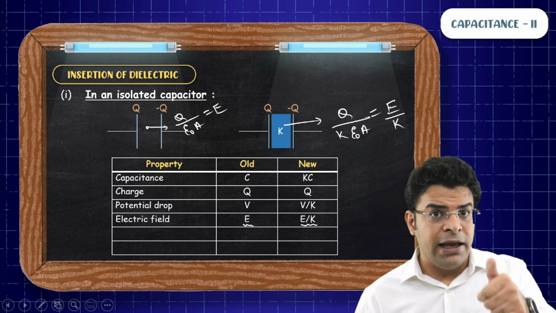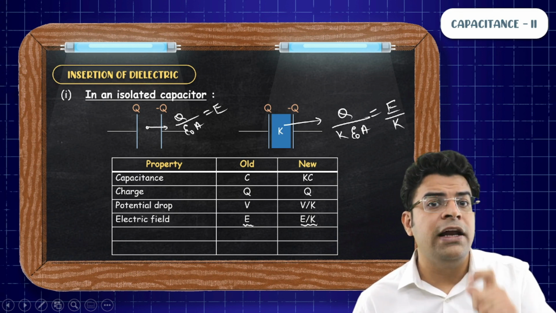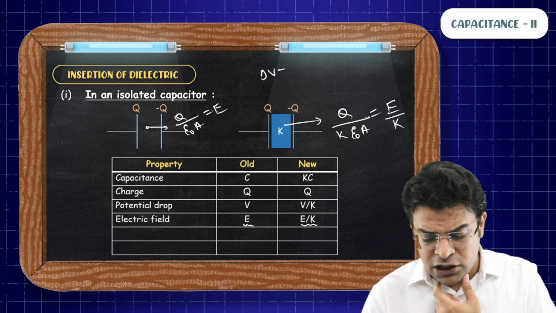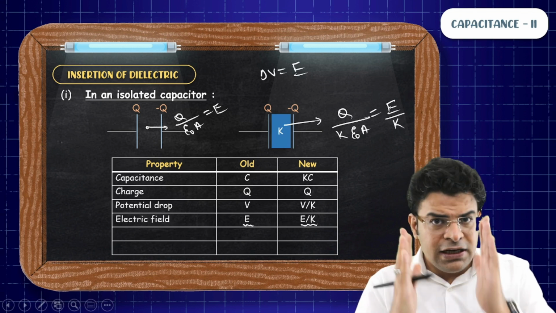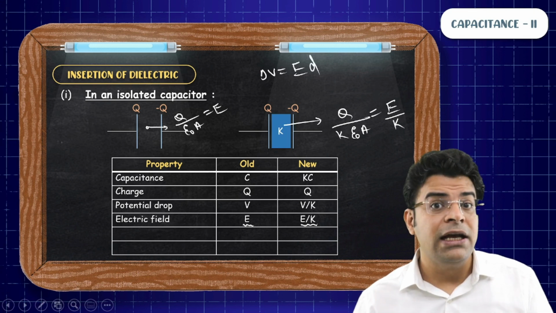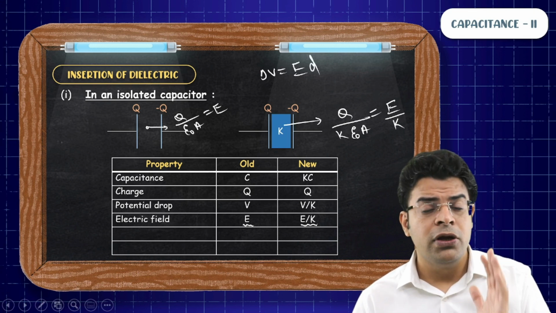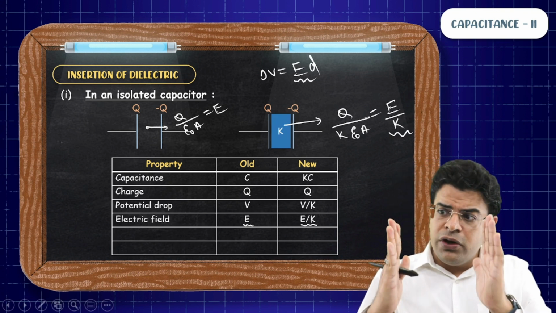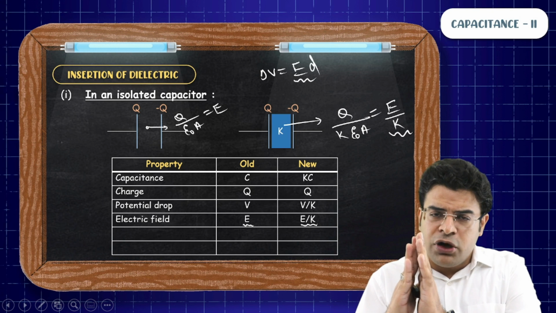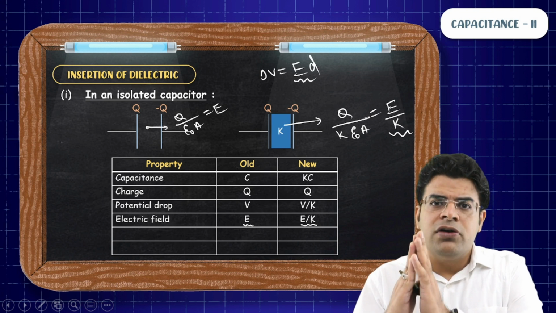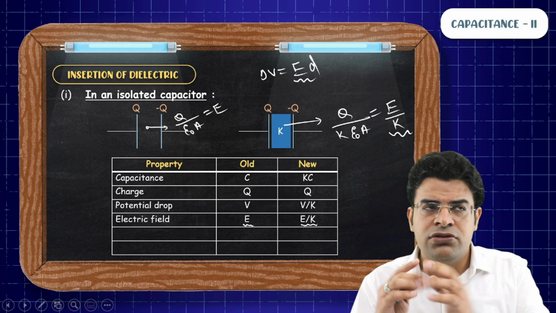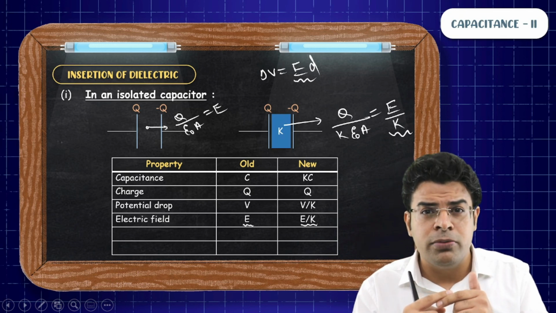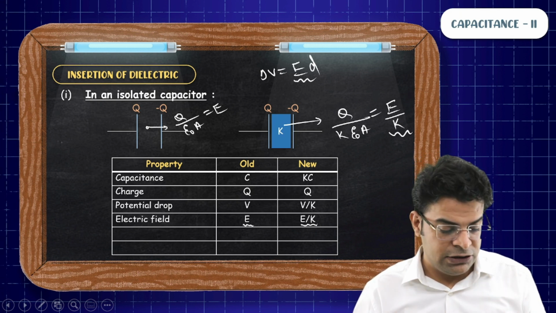And from this you can correlate the original potential drop and the new potential drop. We know that the potential drop is nothing but the electric field strength times the separation between the plates, as the electric field is uniform. So when the electric field strength becomes 1 by K times, then on going through the same distance, the potential drop will be 1 by K times, because field is nothing but potential gradient.